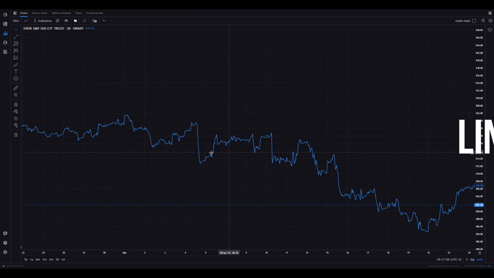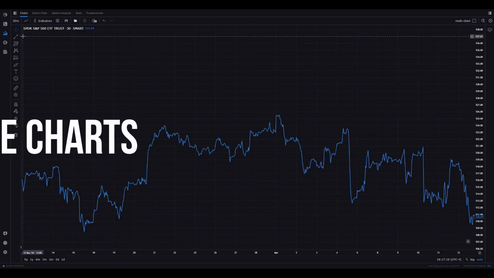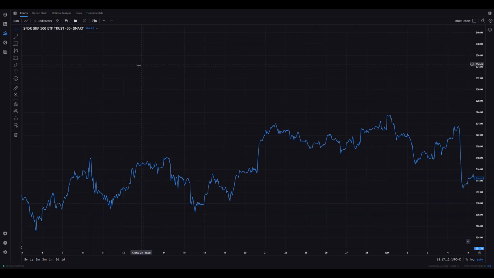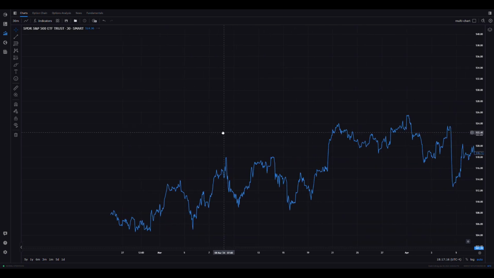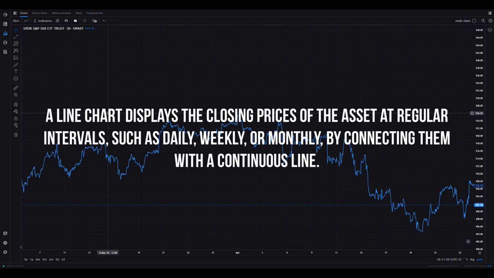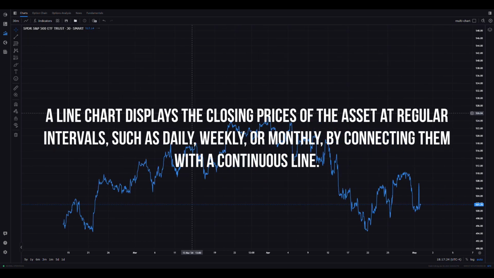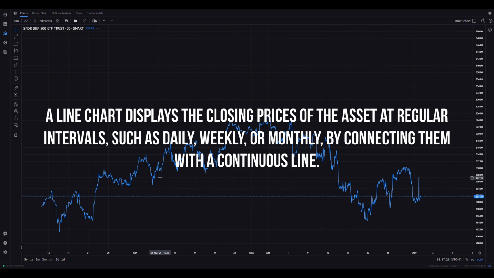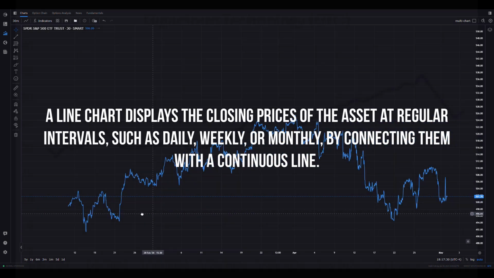Types of price charts. Line charts. A line chart is a basic type of chart that represents the price movement of a financial instrument over a specific period. It is one of the most straightforward and commonly used chart types due to its simplicity and ease of interpretation. A line chart displays the closing prices of the asset at regular intervals, such as daily, weekly, or monthly, by connecting them with a continuous line.